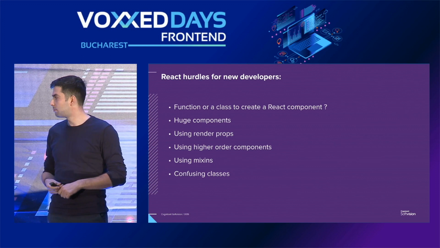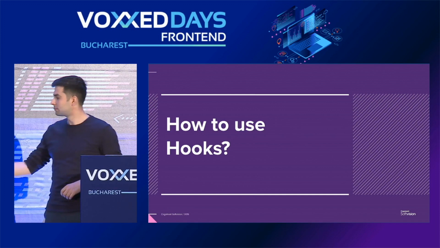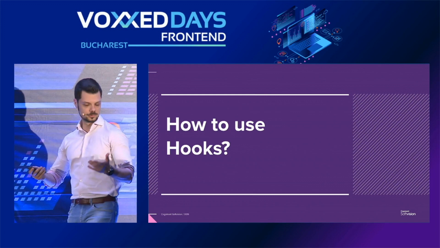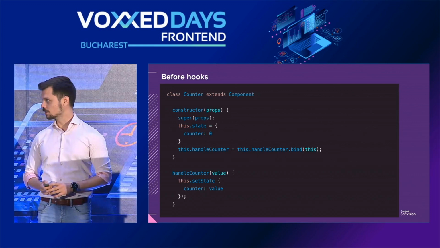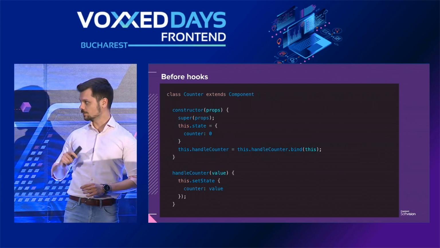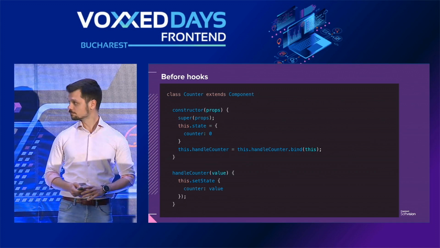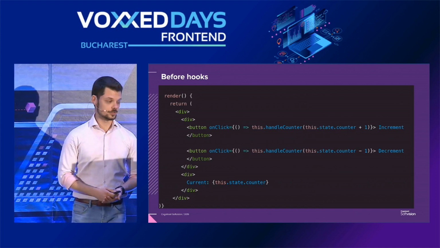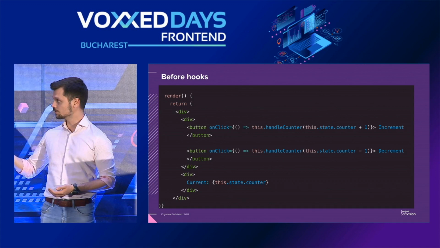So how to use hooks? Yeah, let's start with how we would write code before hooks. So let's take a counter example. You would have the constructor that comes with the component. You would set the state there. And then you would need another method, the setState method, to update the state. Yeah, this is, I think, pretty basic. And then you would have the render function, right? So here you would use handleCounter to increment the counter and to update the state.